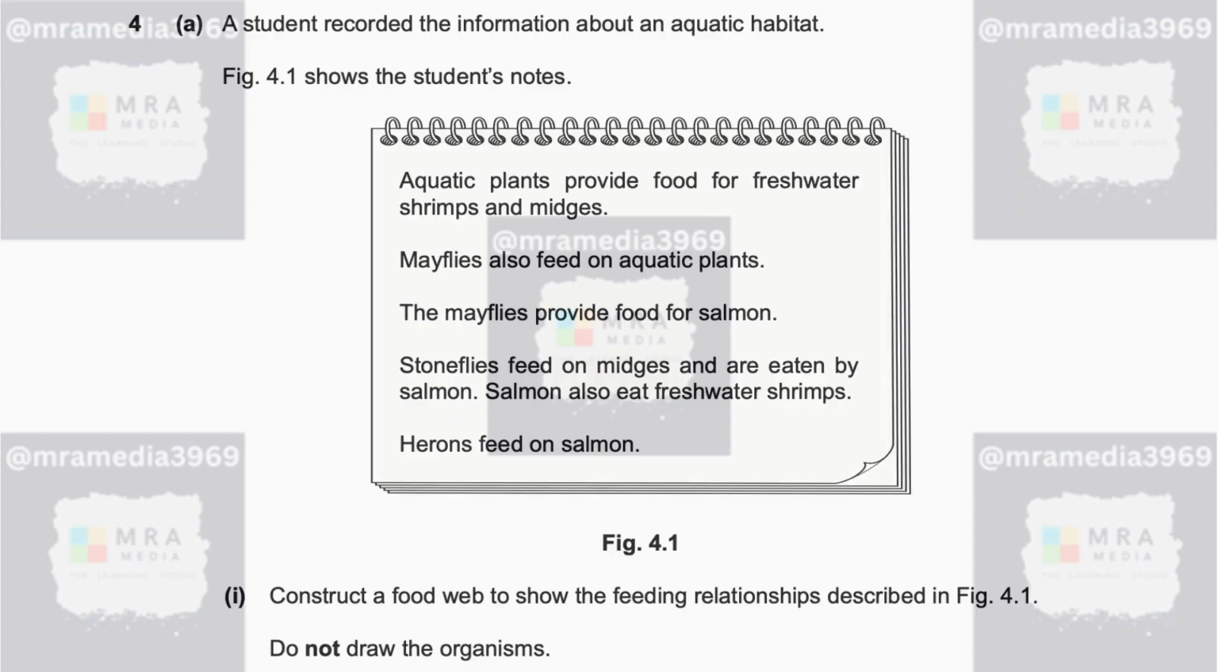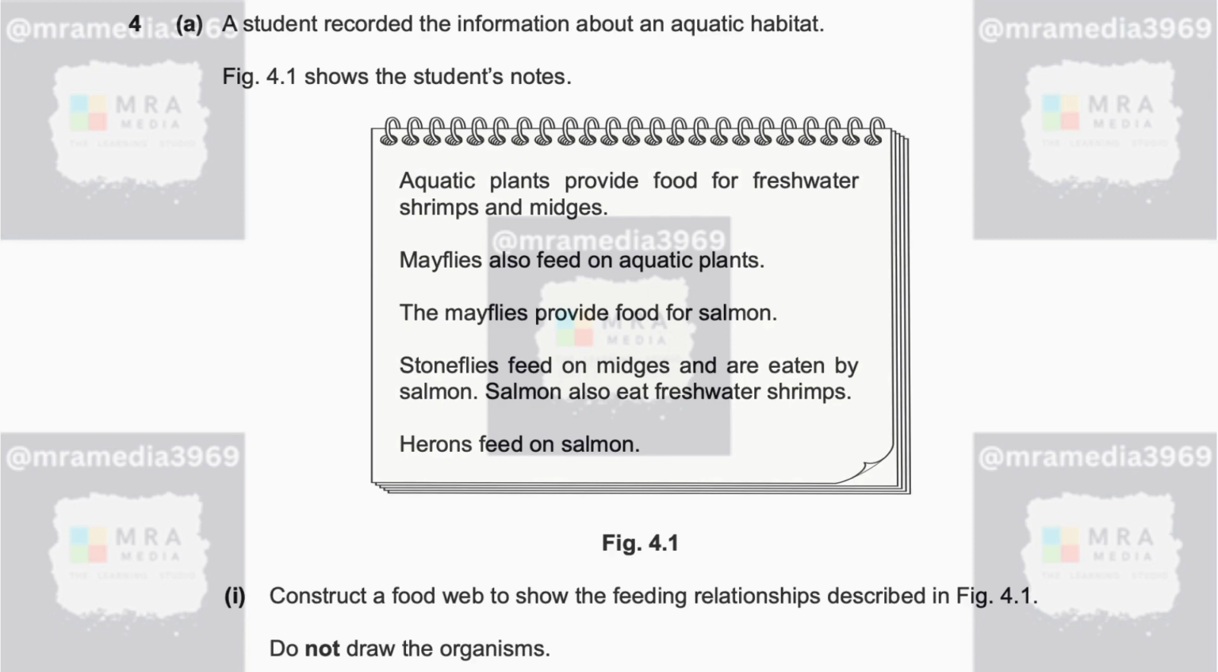A student recorded the information about an aquatic habitat. Figure 4.1 shows the student's notes. Aquatic plants provide food for freshwater shrimps and midges. Mayflies also feed on aquatic plants. The mayflies provide food for salmon. Stoneflies feed on midges and are eaten by salmon. Salmon also eat freshwater shrimps. Herons feed on salmon. Construct a food web to show the feeding relationships described in Figure 4.1.